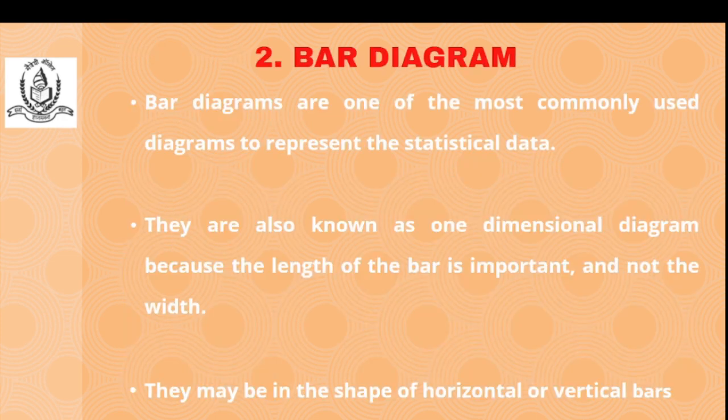Starting with the second type of diagram, that is the bar diagrams. Bar diagrams are one of the most commonly used diagrams to represent data in the case of statistical data, or for that matter any research based data. Bar diagrams are also called one-dimensional diagrams. This is because only one characteristic of the bars, that is the length of each bar, is variable or can be varied in a particular case, and not the width. Only because one characteristic is important, these diagrams are also called one-dimensional diagrams.